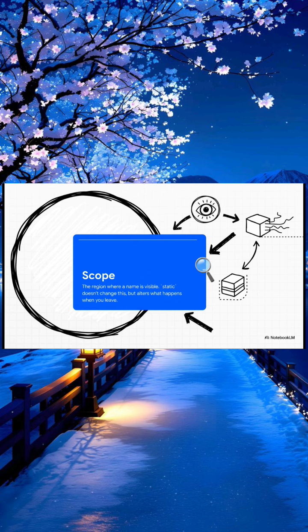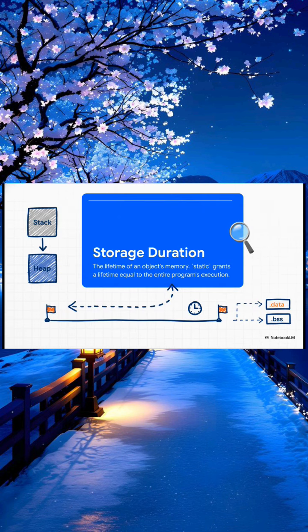Here's the kicker. A static variable inside a function is still only visible inside that function. So static doesn't change where you can see it, but it absolutely changes what happens to that variable's memory when the function finishes. And that brings us perfectly to storage duration, basically the lifetime of the variable's memory.